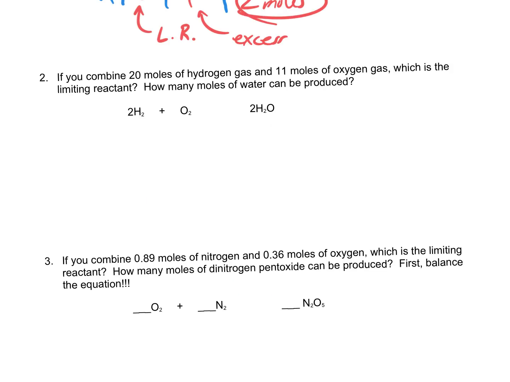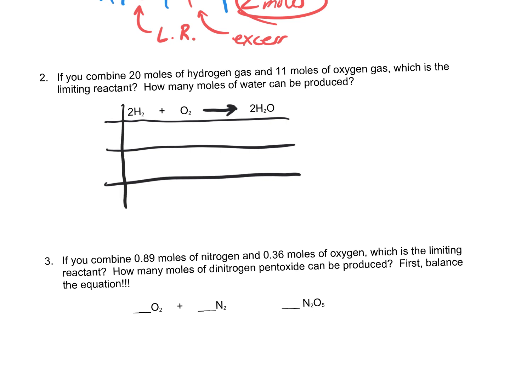All right, in this problem, I'm being given 20 moles of hydrogen and 11 moles of oxygen. And here's my chemical equation, which, by the way, we need an arrow there. Okay, I'm just going to draw a BCA table right away. And we're going to fill out the BCA table just like we would have before.